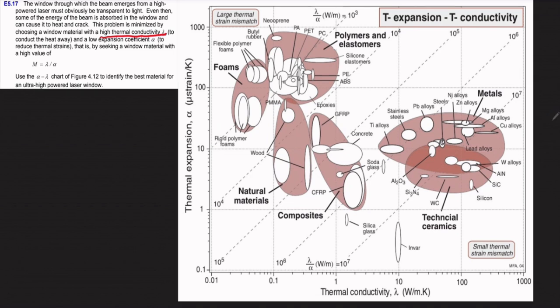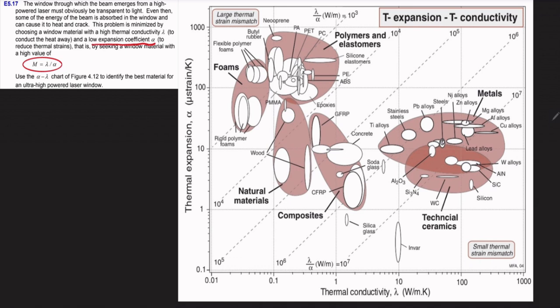Expand. So you have low expansion. So this is what you want, low expansion. These two things are given by the formula M, where M equals the thermal conductivity divided by thermal expansion. So the higher the value of M, the better the material. That's the material we're looking for, the material with the highest value of M, that has high thermal conductivity and low thermal expansion.